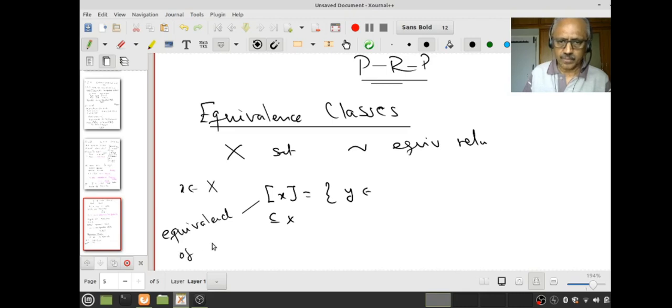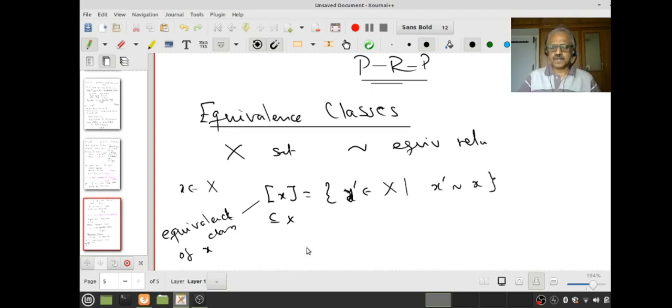Equivalence class of X, the element X. This is the set of all Y in X, or if you want X dash, so that X dash is related to X. Okay. So if you give me a point A in X, when does it belong to the equivalence class of X? A must be related to X. You understand that? Okay.